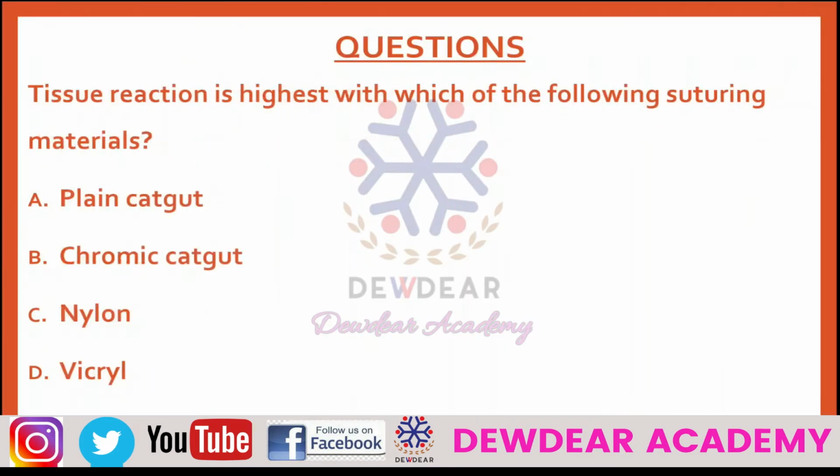The next question, the tissue reaction is highest with which of the following suturing materials? Options are plain catgut, chromic catgut, nylon, vicryl. Correct answer is plain catgut.